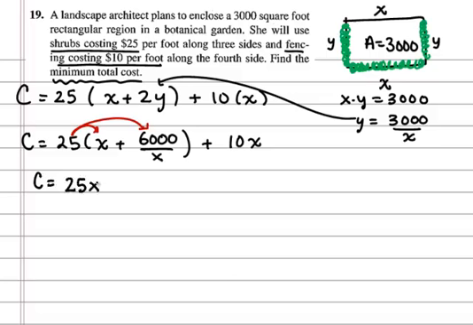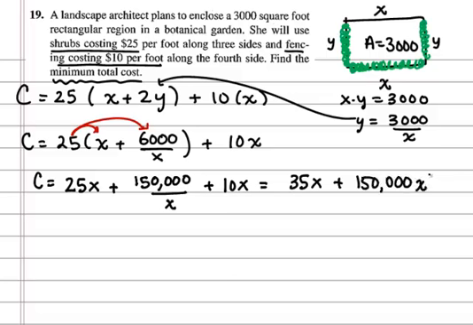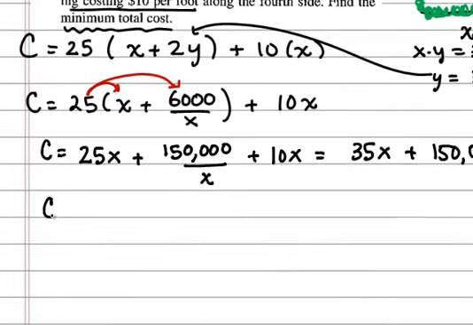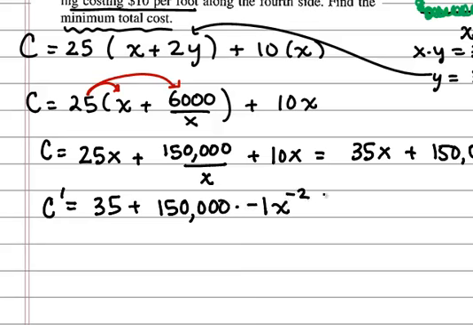Which results in the cost function being 25x plus 150,000 over x plus 10x, which is 35x plus 150k over x. So in other words, times x to the negative 1. So our first derivative would be 35 plus 150,000 times negative 1x to the negative 2. We're going to set that equal to 0.